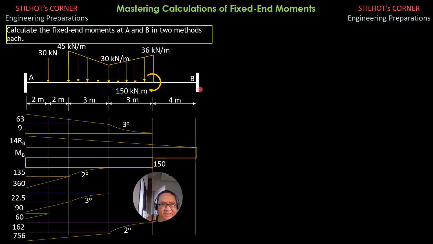Then for the reaction and moment at B, it consists of the moment at B, which is assumed to be positive. So that's MB. Then for RB, which is upward, times 14, so 14 RB. So this is the complete FBD.